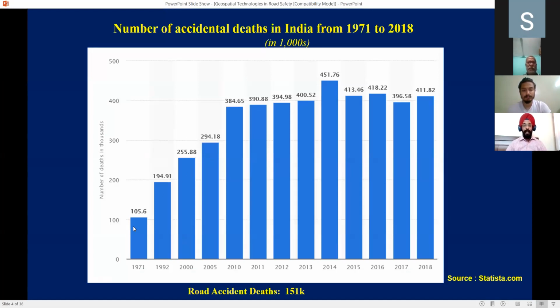So you can see that from 1971, this is the number of accident deaths in India from 1971 to 2018. You can see that these are increasing a lot. Road accident deaths are approximately 1,51,000 in India. So here I'm just talking in terms of India.